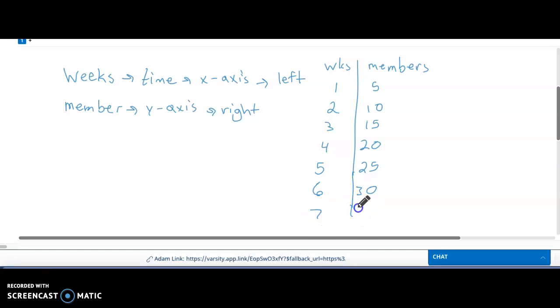Now I know it says after 6 weeks it has 37 members, so the seventh week would be 35. So that's roughly around 37. So this would be the table for that part.